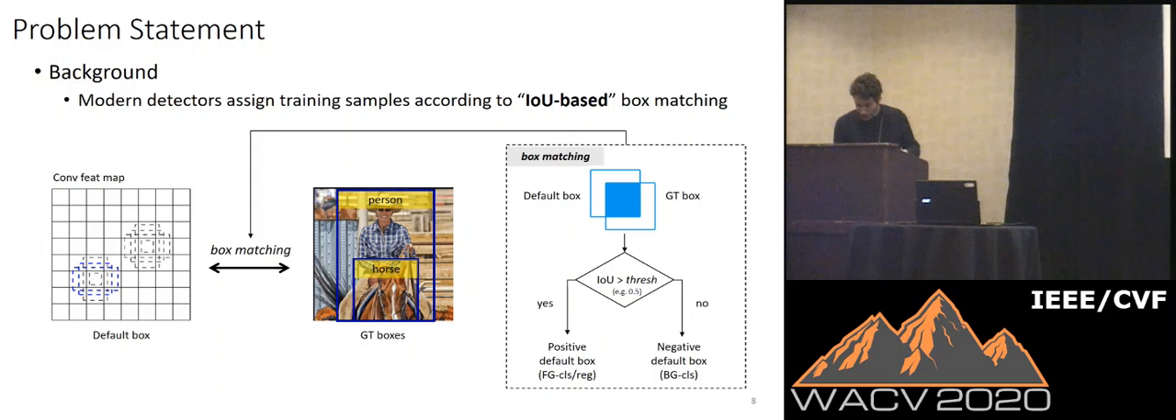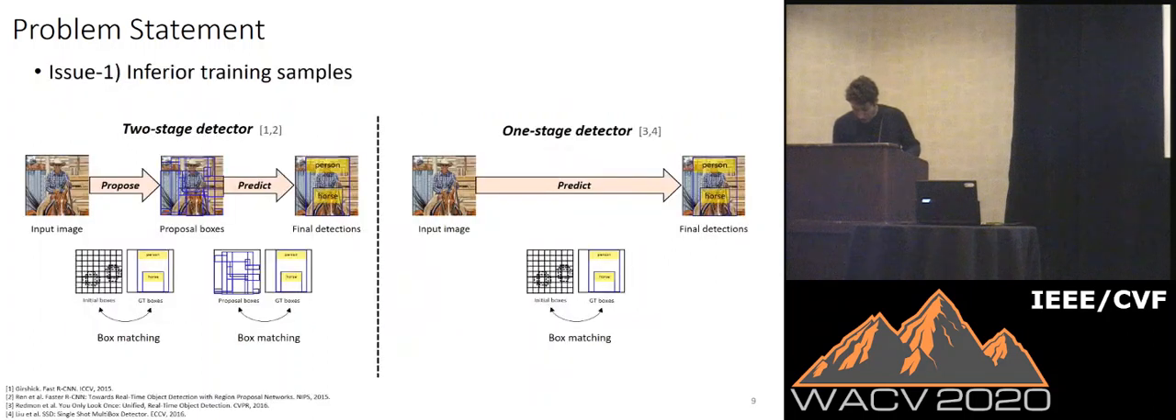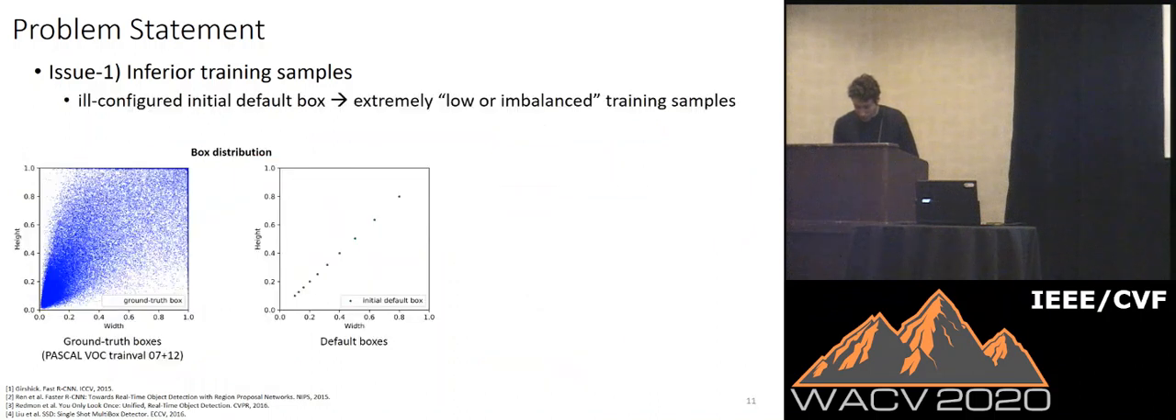So the lack of a proposal and refinement mechanism raises two main issues. The first issue is the inferior training samples from the lack of proposal mechanism. Modern detectors mine training samples based on IOU between default boxes and ground truth boxes.